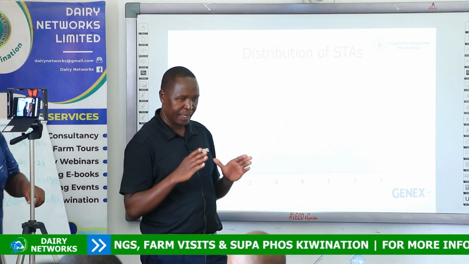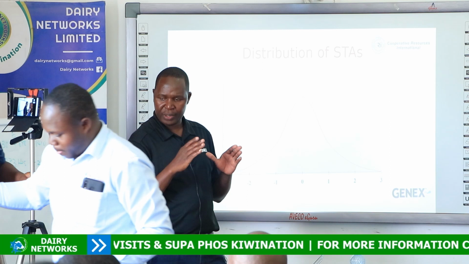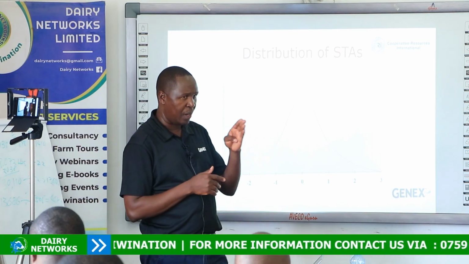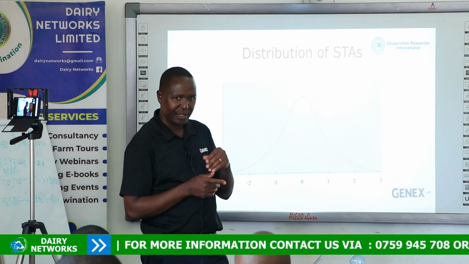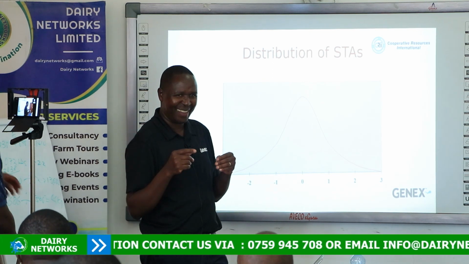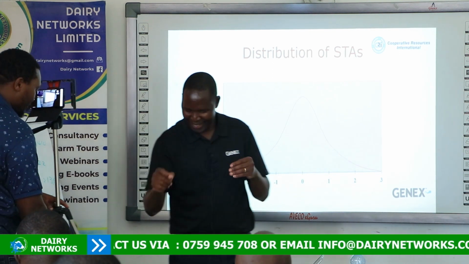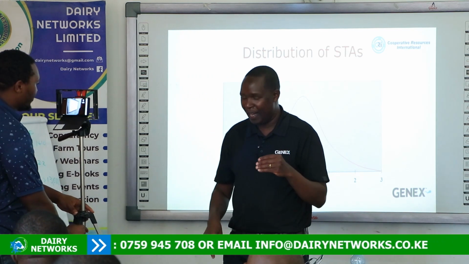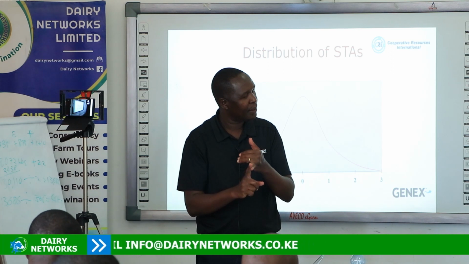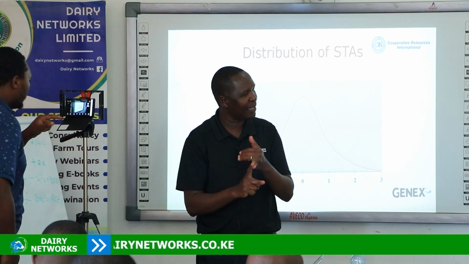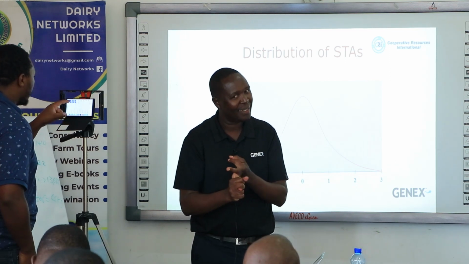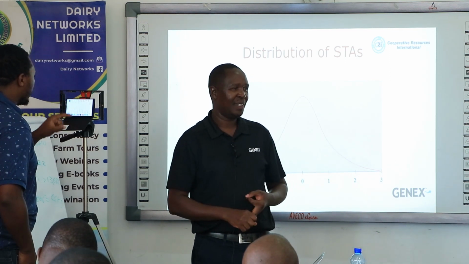Now, tukiamua sasa ni kuangalia mambo ya STA, or now mambo ya type, eh? I'll just, because of time, concentrate with the most important areas. And I'm sure you saw one of the major causes of culling. Culling ya kuondoa ngombe. Kwa nini? Tulisema, reproduction, mastitis, lameness, very good. Those are the major ones.